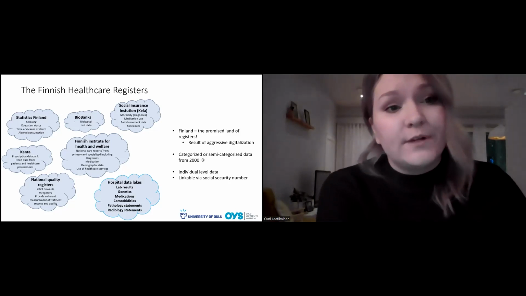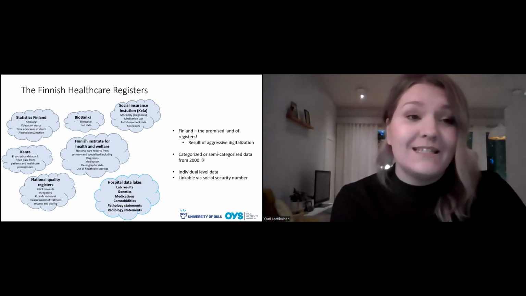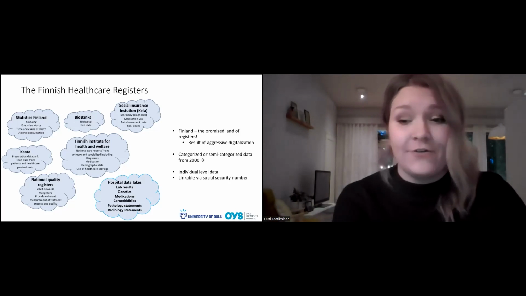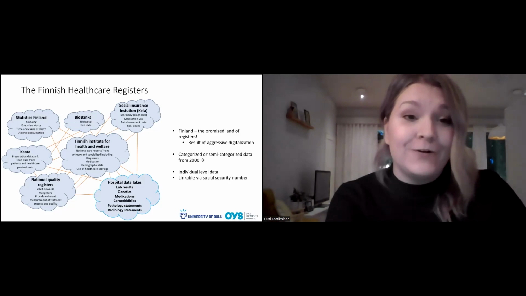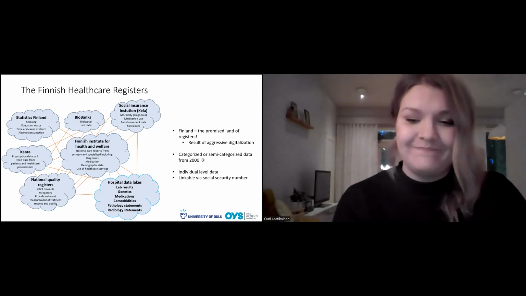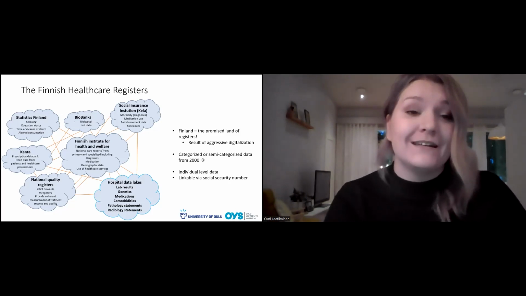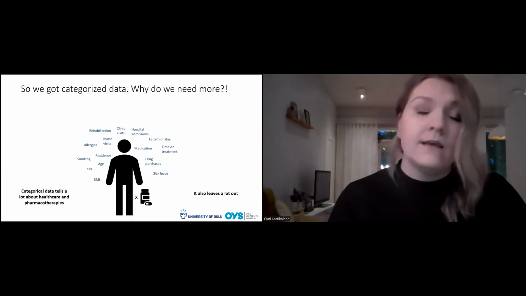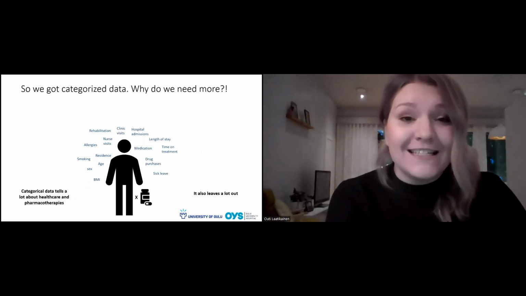So what's in common to all these registers is that they contain individual level data. And what's really nice about them is that they're all linkable via social security number. So us register study people in Finland, we really have it nice here. Because of course, from this type of register connection, we can combine a lot of different information of patient care. So we seem to be having plenty of data in categorized form. So what's the fuss about uncategorized data?